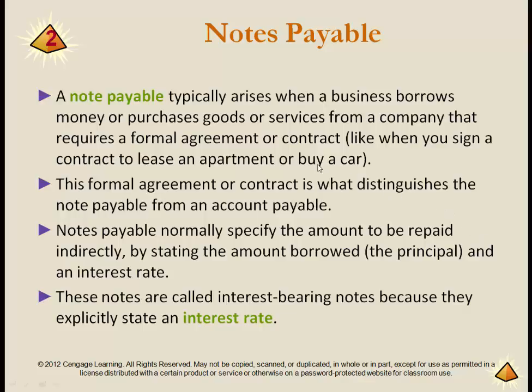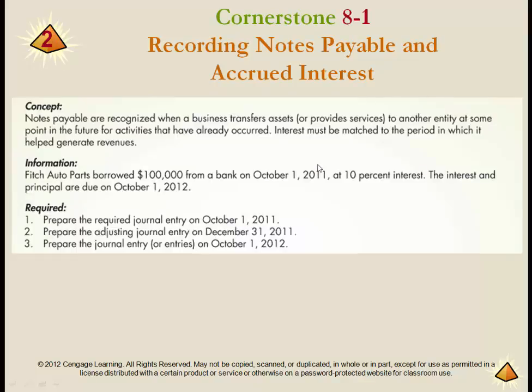So you're paying principal and interest when you pay stuff in. Here's an example. Fitch Auto Parts borrowed $100,000 from a bank on October the 1st at a 10% interest rate. They have 3 months till the end of the year, and the principal and interest are due in a year. So they only borrowed it for a short period of time.